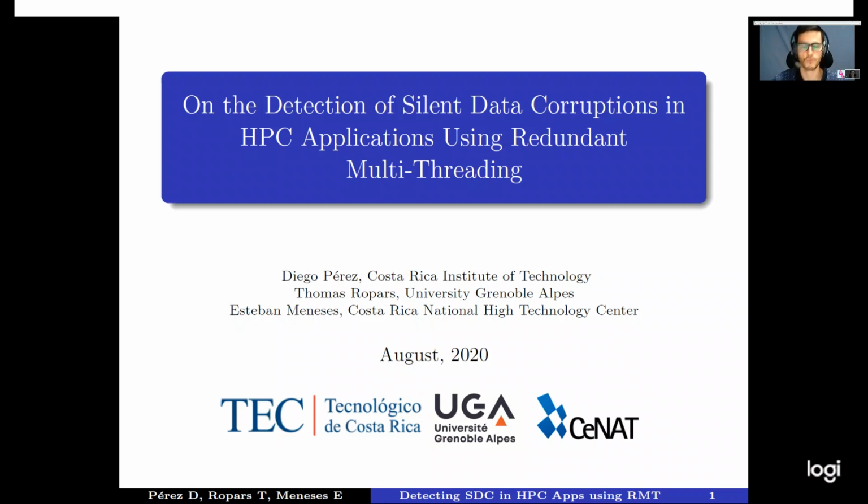I have worked with Tomás Ropars and Esteban Meneses, and this will be the presentation of our paper called On the Detection of Silent Data Corruptions in HPC Applications Using Redundant Multithreading. Okay, so what is the problem?